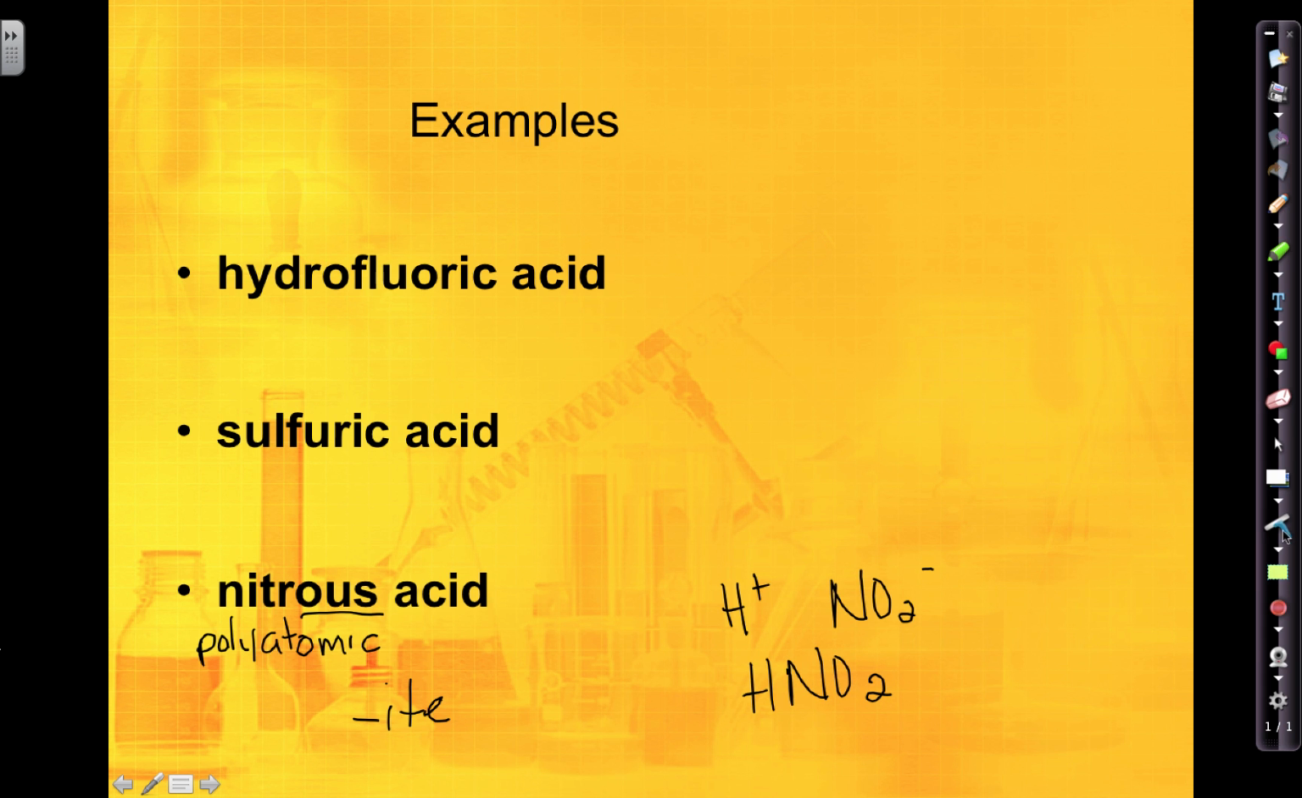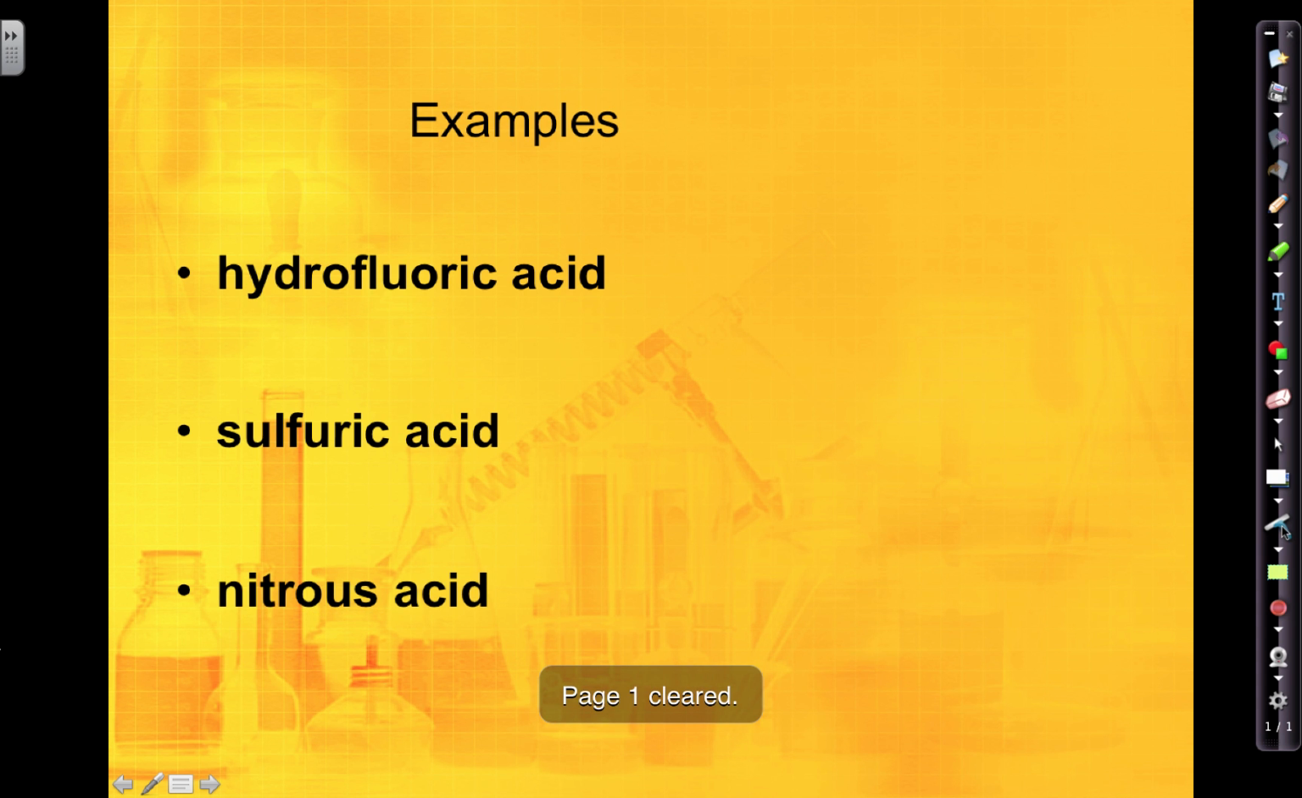Okay, so if you have the hydro prefix, that means that it's just two elements. If you don't have a hydro prefix, it has a polyatomic in it. If it ends in ic, that would be the ATE, and if it ends in OUS, it is the ITE. And then always just treat it like a polyatomic or an ionic compound and switch the charges.